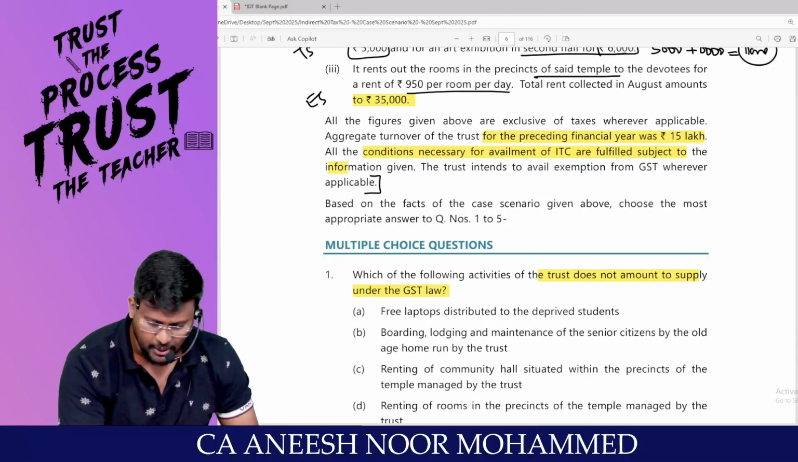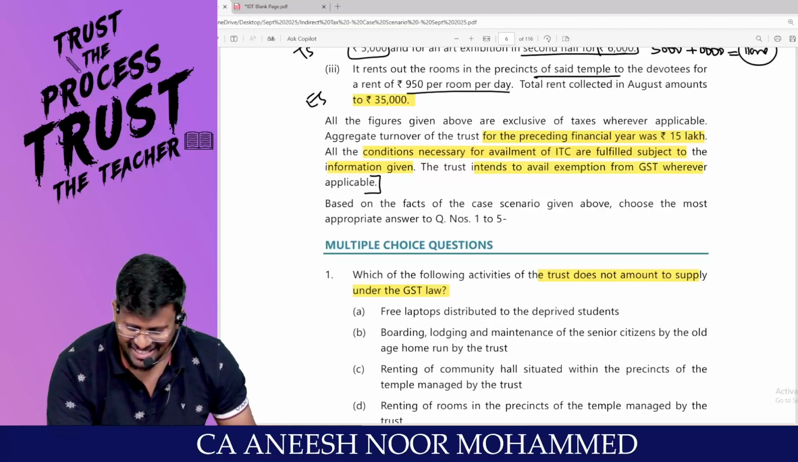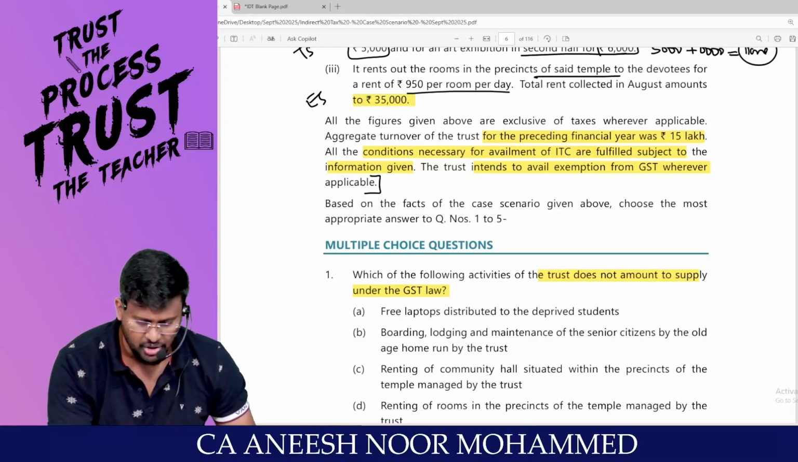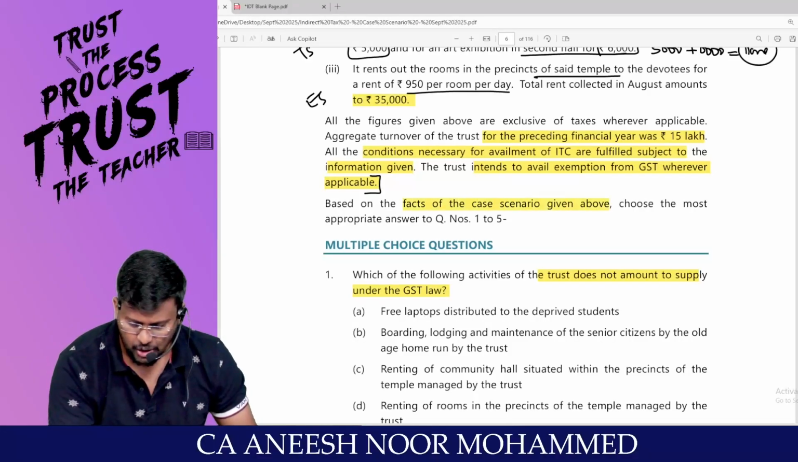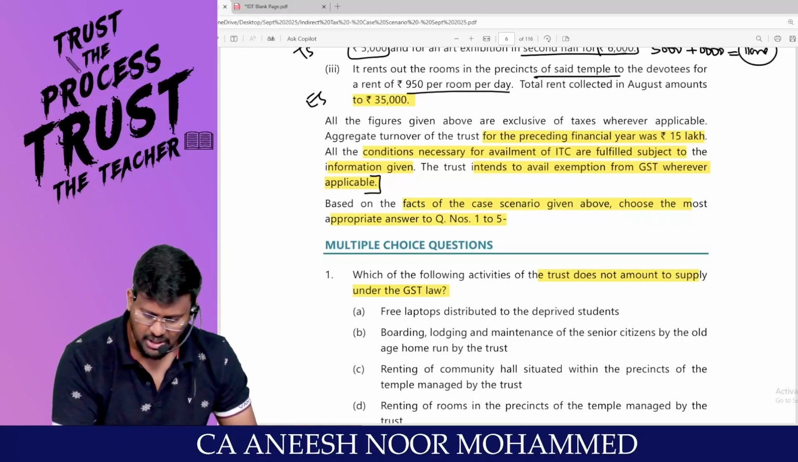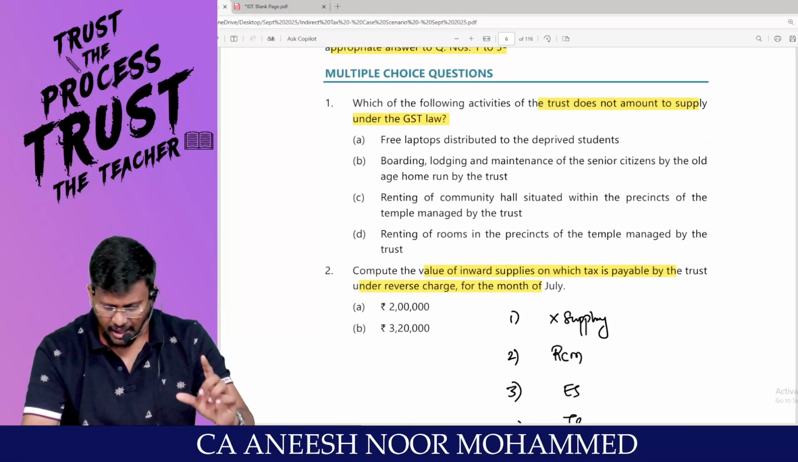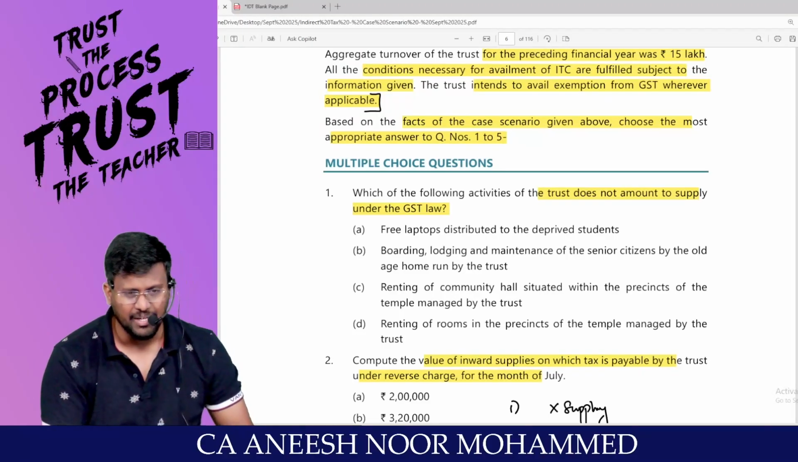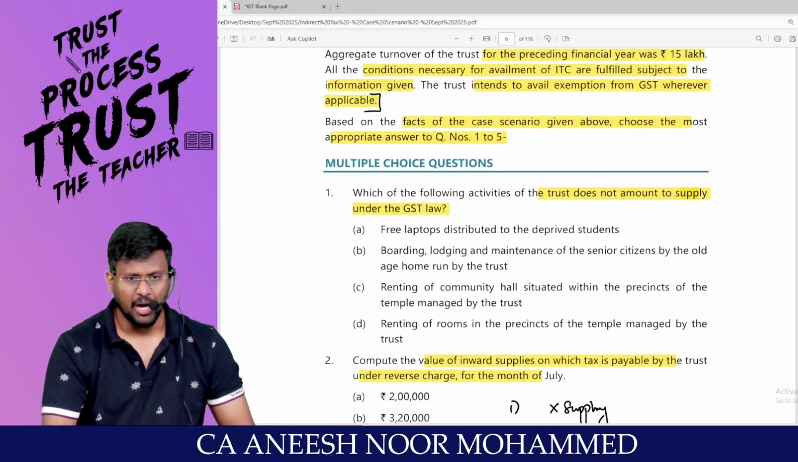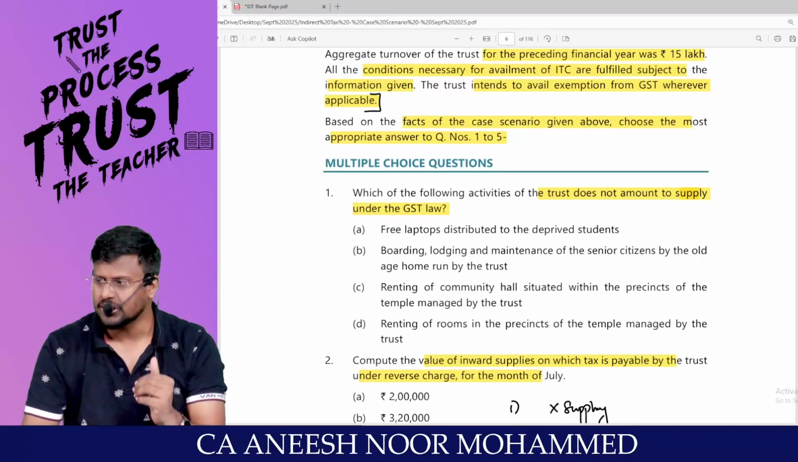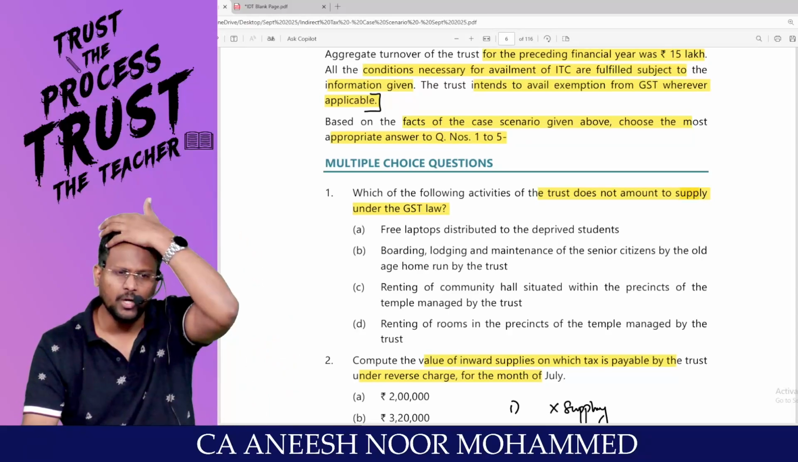Sir, subject to the information given, the trust intends to avail exemption from GST wherever applicable. That is the section 11 exemption they want to enjoy. Based on the facts of the case scenario given above, choose the most appropriate answer to question number 1 to 5. Which of the following activities of the trust does not amount to supply under the GST? Out of these many transactions, which is not at all a supply?